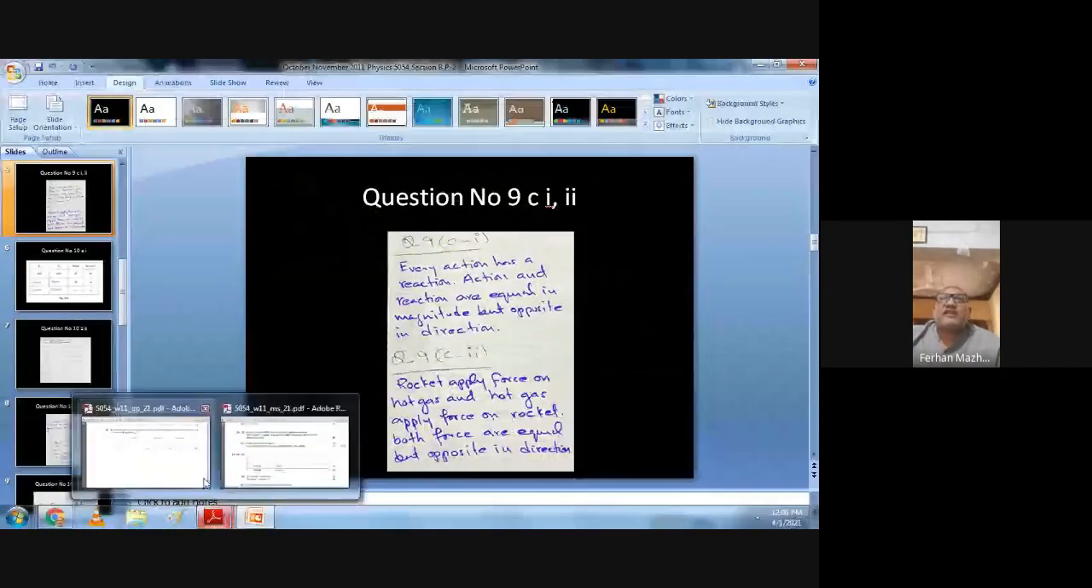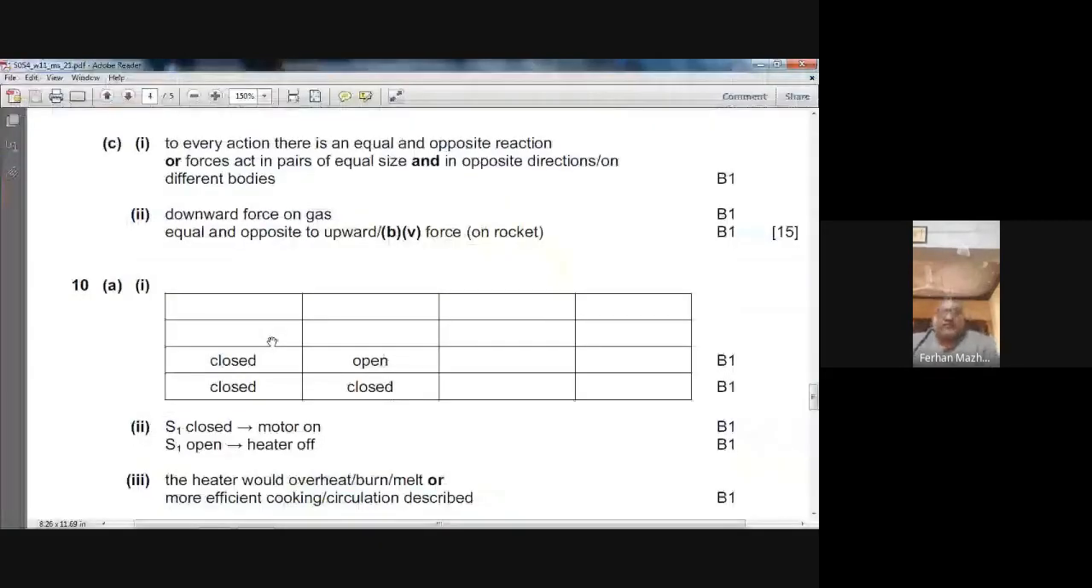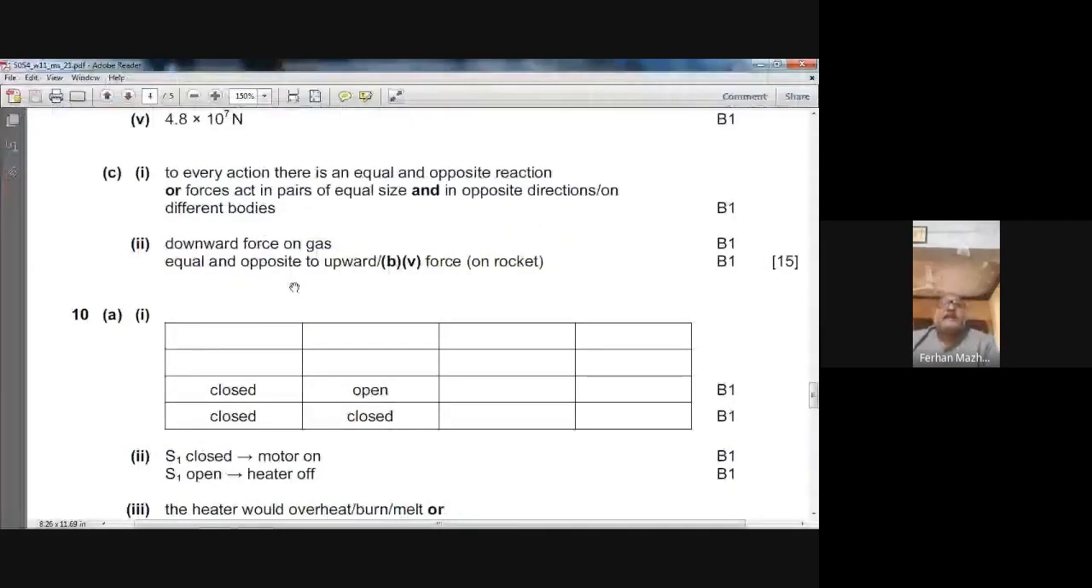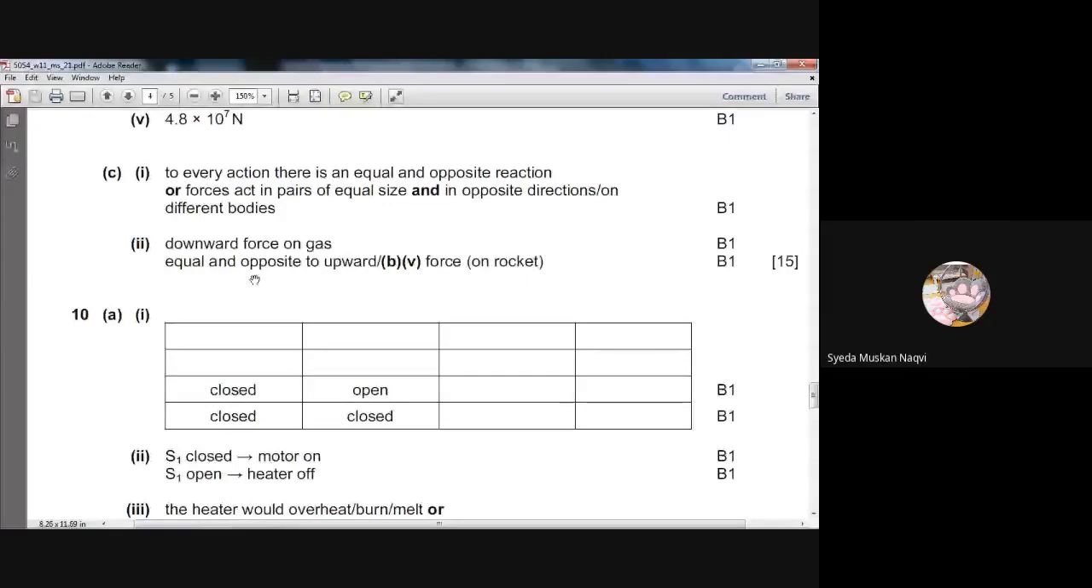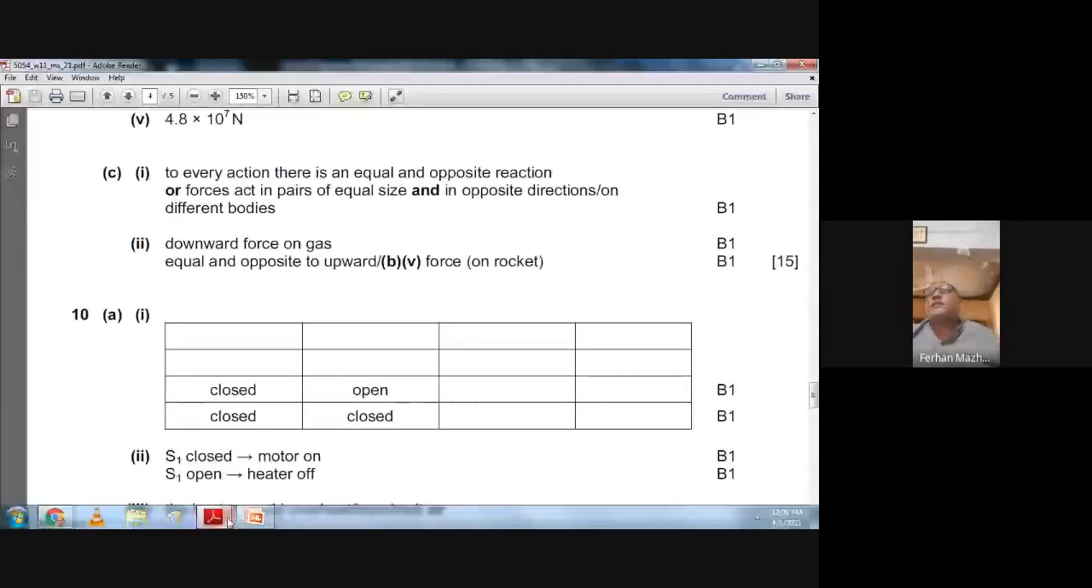So, let's check from the marking scheme. This is the C second part. C second part is showing on your screen: downward force on the gas. One mark is for this, and equal and opposite to upward force on the rocket. One mark for this. So I hope that you have understood this. Muskan, have you written this answer? Yes, sir, I have written. Okay, good. We are moving to the next question.